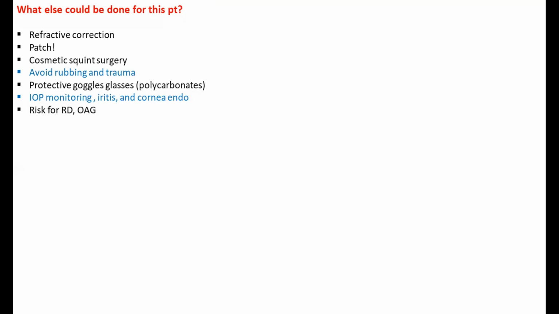This child needed to avoid dropping and avoid trauma. IOP should be monitored, also for iritis. And there is a concern regarding the corneal endothelium because of the anterior chamber IOL. He needed protective goggles because he already has dense amblyopia in one eye, and again there is an anterior chamber IOL. And as you see here, the refractive surgery doesn't eliminate the potential risk for retinal detachment or even primary open angle glaucoma, which are risks in cases of high myopia.